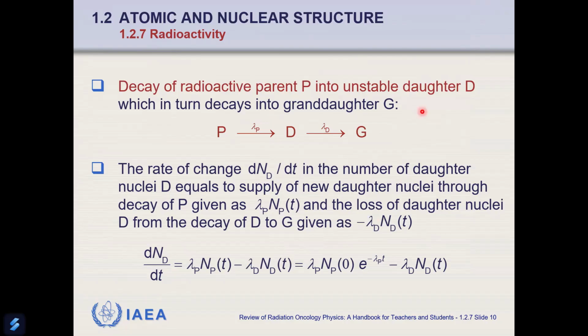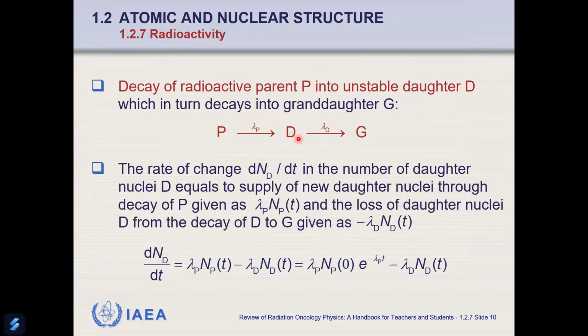Now let's look at a serial decay series. A serial decay scenario where we have a parent decaying to a daughter and the daughter further decaying to a granddaughter. So we have two unstable nuclei. The parent is unstable and decays to a daughter, and the daughter is also unstable and then decays further to a granddaughter. So we can form an equation based on this scenario. We know the parent simply follows an exponential decay.